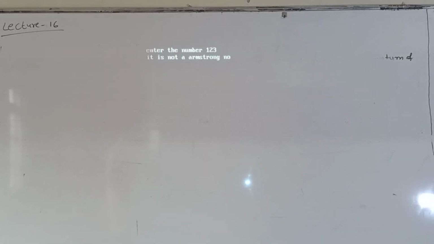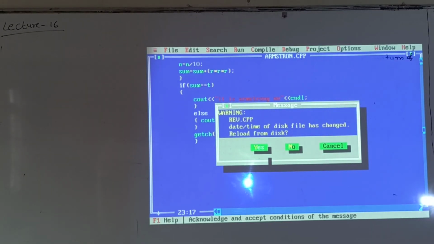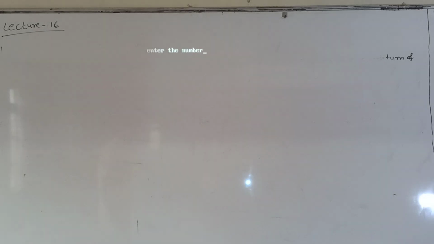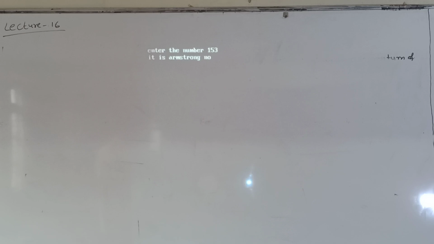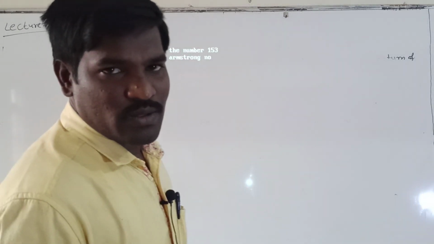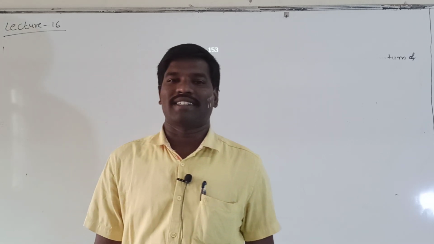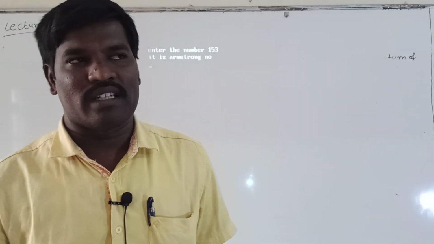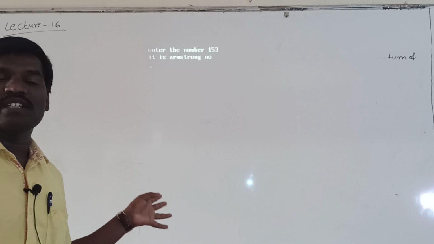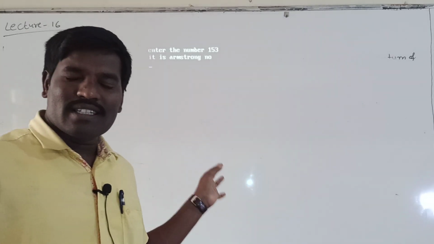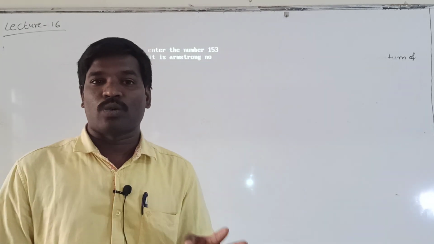It means whatever we have written in the program is correct. And next I can enter 153. It is the Armstrong number. So 1 cube plus 5 cube plus 3 cube, after calculating you will get 153 only. So whatever we have written in the program is correct only.